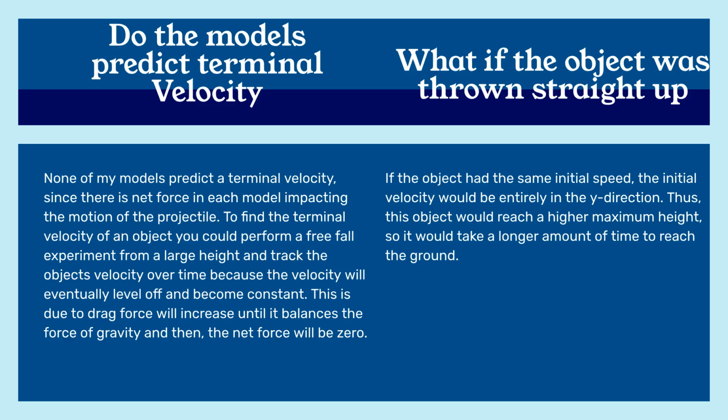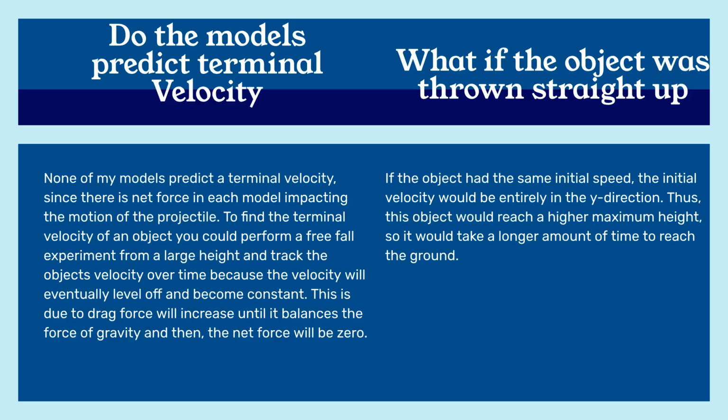So do the models predict terminal velocity? None of my models predicted terminal velocity since there is a net force in each model impacting the motion of the projectile. To find the terminal velocity of an object, you could perform a free fall experiment from a large height and track the object's velocity over time because the velocity will eventually level off and become constant. This is due to drag force. Drag force will increase until it balances the force of gravity, and then the net force will end up being 0.